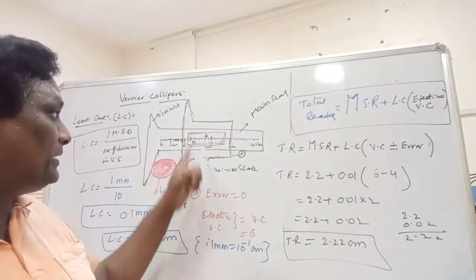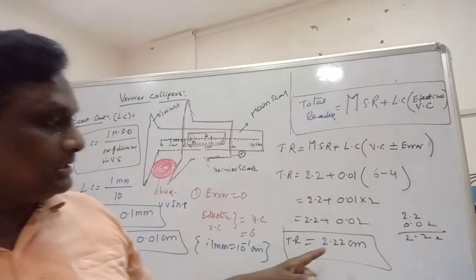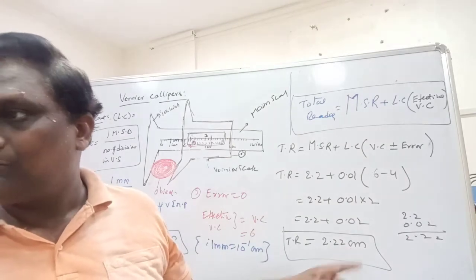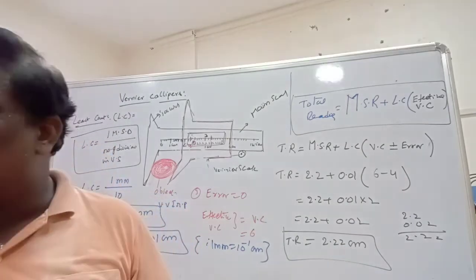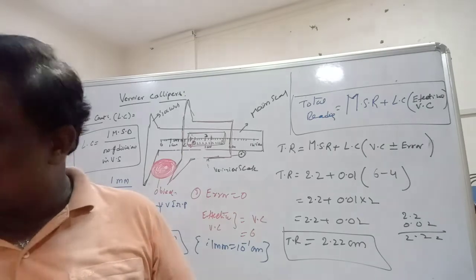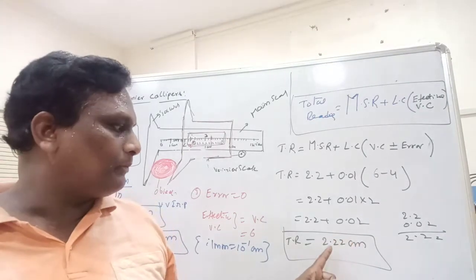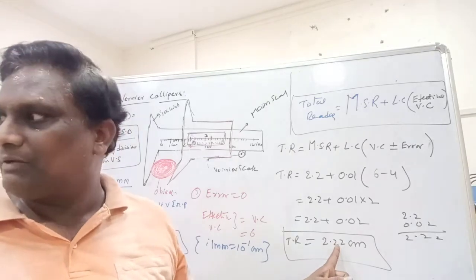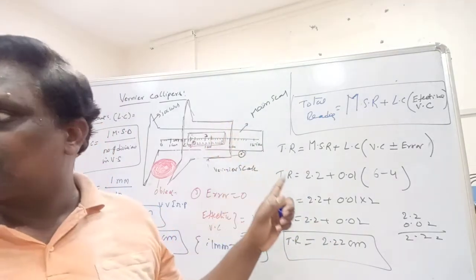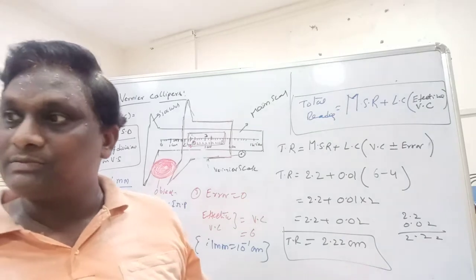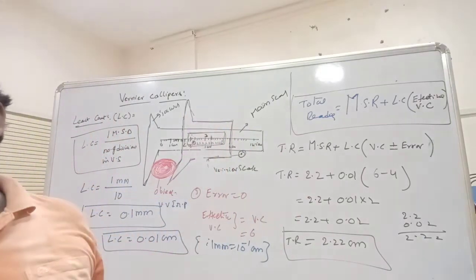So by using Vernier calipers we can find the second decimal point also, the second decimal value. But by using an ordinary scale, we cannot find the second decimal value. We can find up to the first decimal value only. After the point, we can find only one decimal value. But by using Vernier calipers, we can find two decimal values. Two decimal values means the second decimal value also. So this is the Vernier calipers.